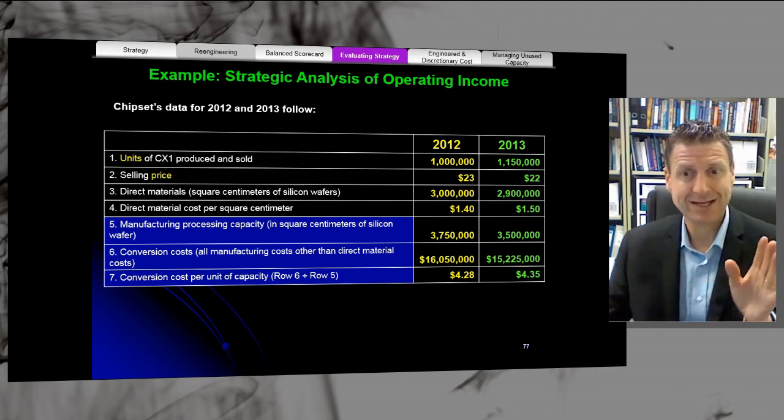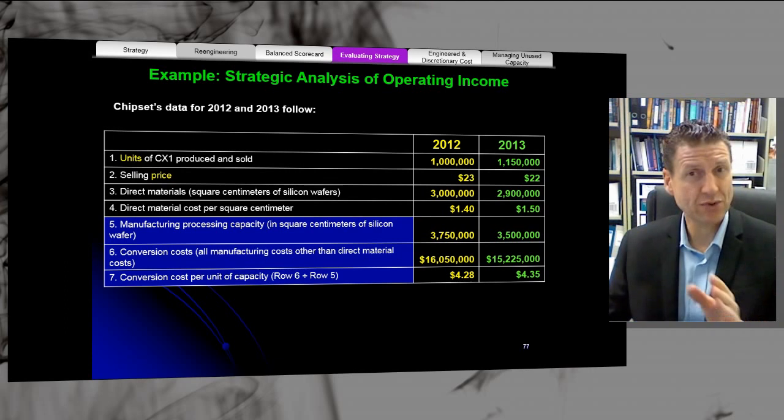This is not price, and this is a direct material cost, so it's a variable cost. $1.40 in 2012, $1.50 in 2013. You see the costs have gone up. What about manufacturing processing capacity? That really has gone down from 2012 to 2013.